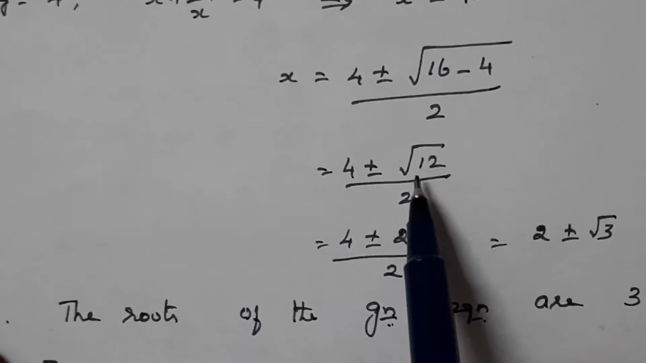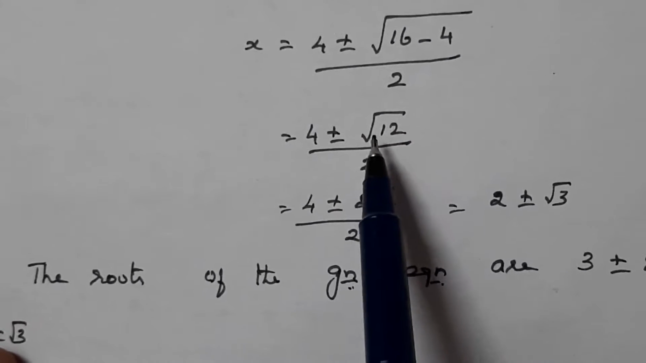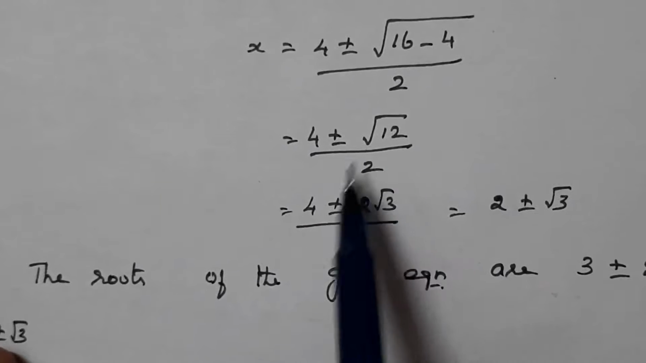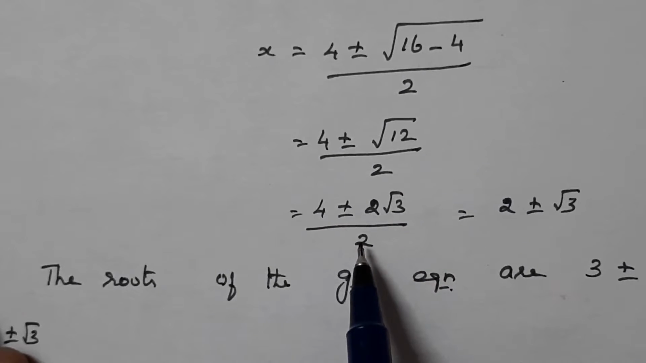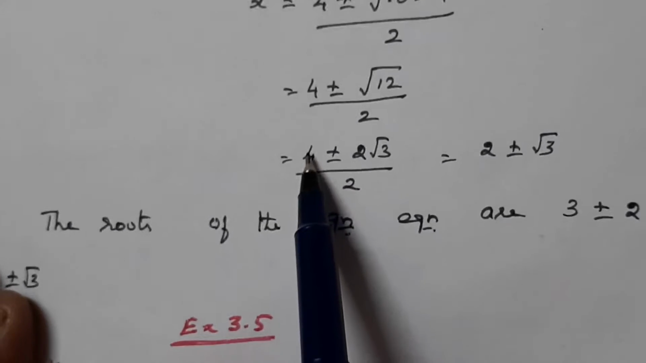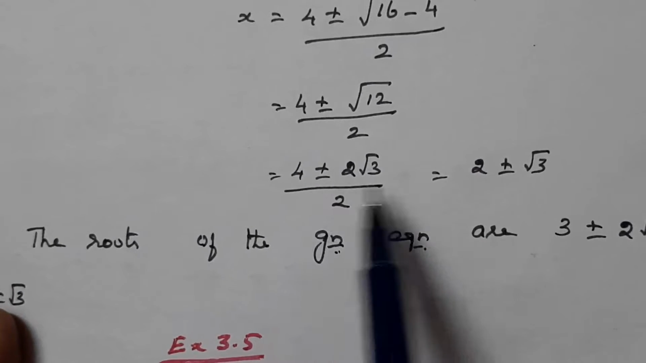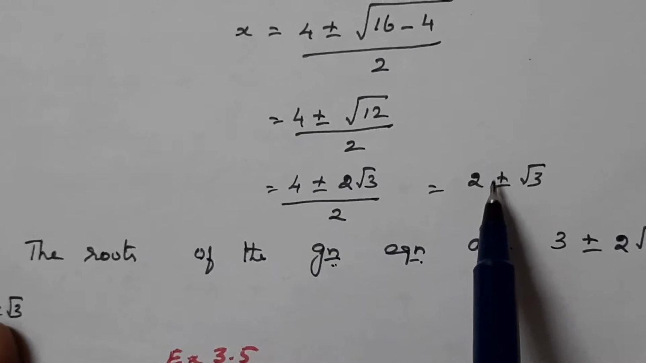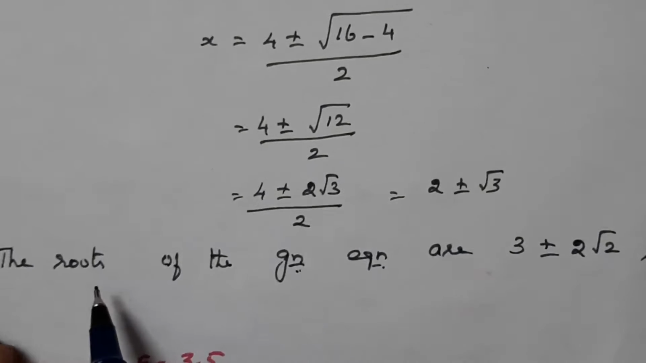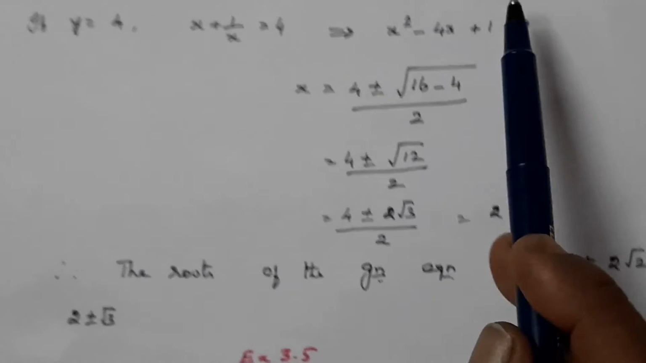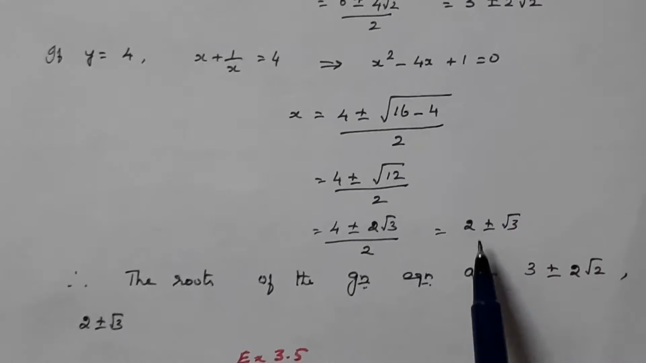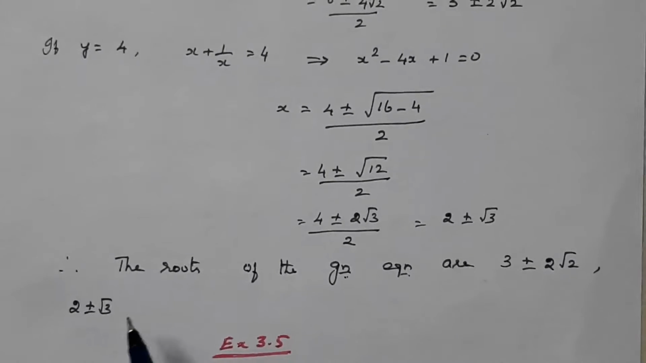Again 12 can be split up as 4 into 3, and as the square root of 4 is 2, we can write it as 4 plus or minus 2 root 3 divided by 2. Then taking 2 common from the numerator and cancelling it, you will get the solution as 2 plus or minus root 3. So what are the roots of the given equation? 3 plus or minus 2 root 2 and 2 plus or minus root 3.